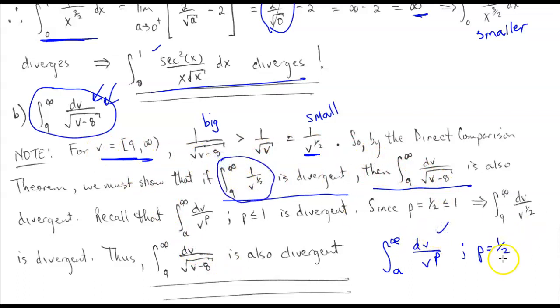Since we compared our smaller function and its integral to what we saw here, and p is 1/2, we know that for all values of p less than or equal to 1, this improper integral diverges. Because of that, the improper integral of the bigger function, which is what we were initially asked, will also diverge.